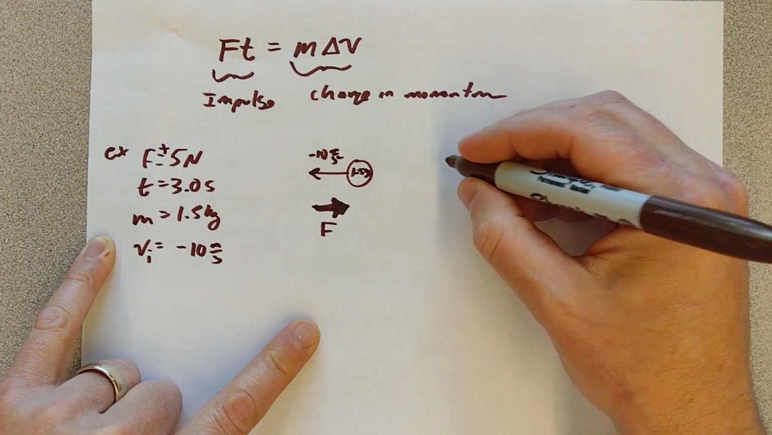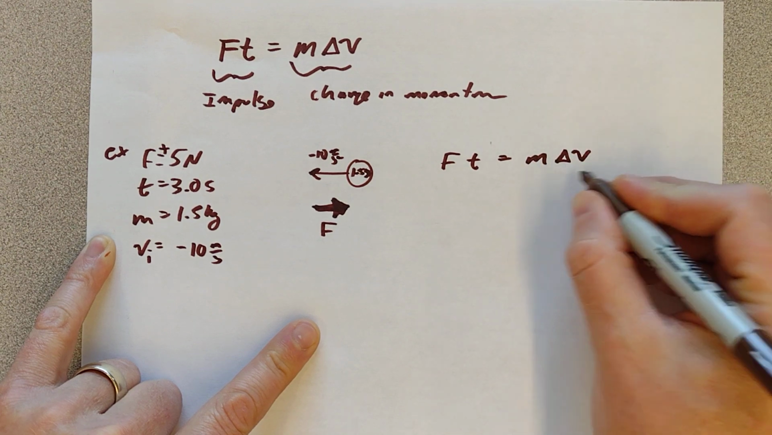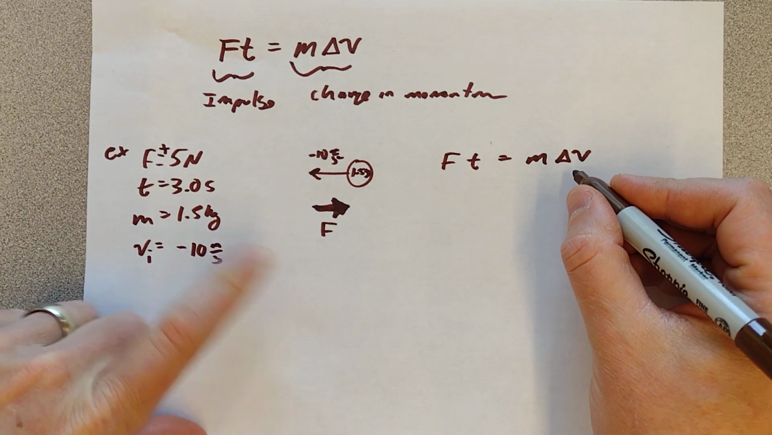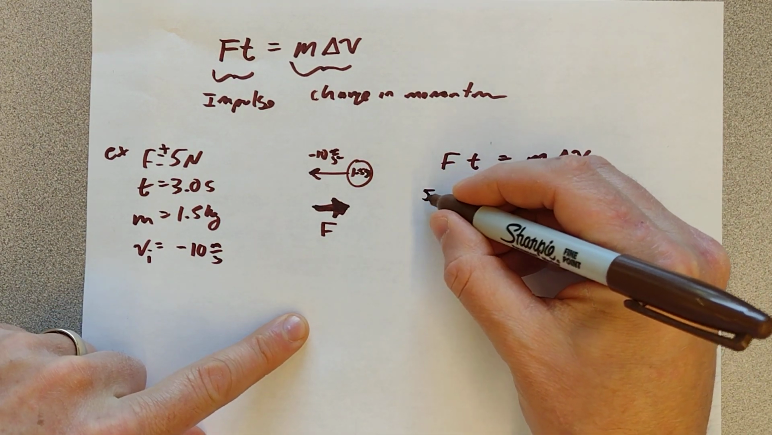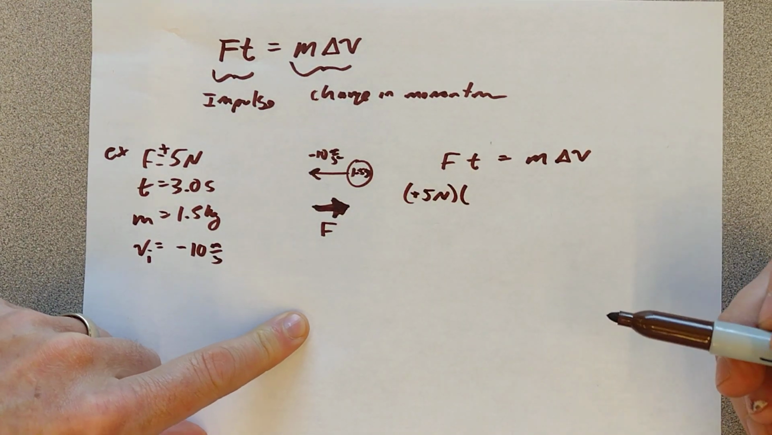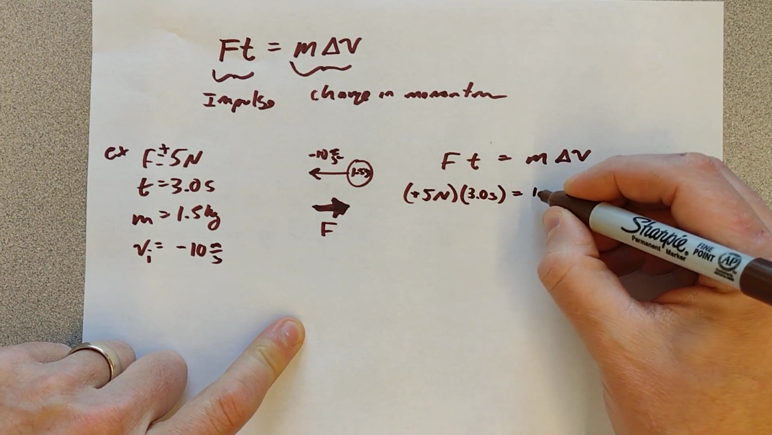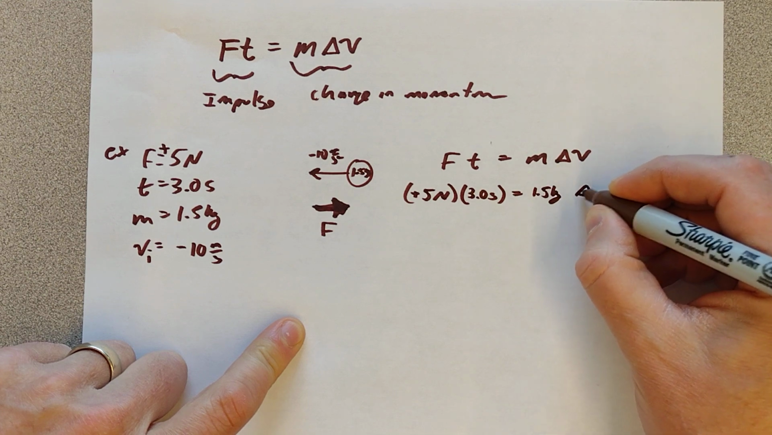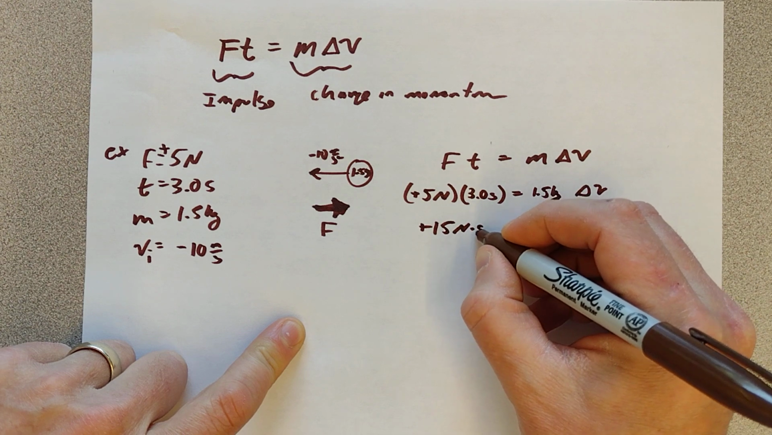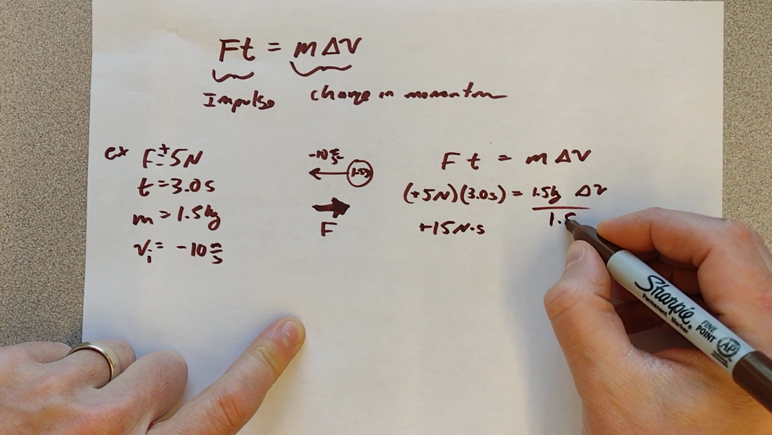So we say, okay, force times time equals m delta v. I'm going to solve for the change in velocity and then add that change to the initial velocity. Alright, so 5 newtons, and it's positive. We should include the sign because impulse and change of momentum are vector quantities. Time is 3.0 seconds times 1.5 kilograms times delta v. So 5 times 3 is 15, positive 15 newton seconds. Alright, divided each side by 1.5 kilograms.